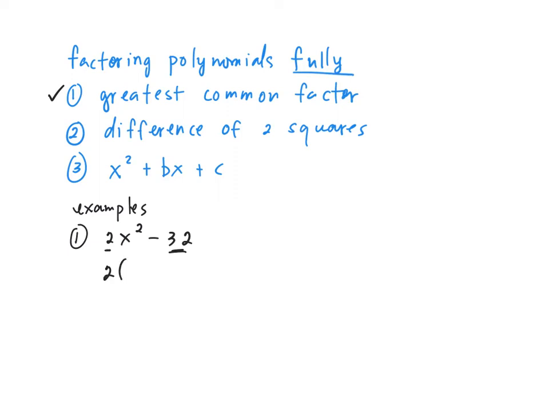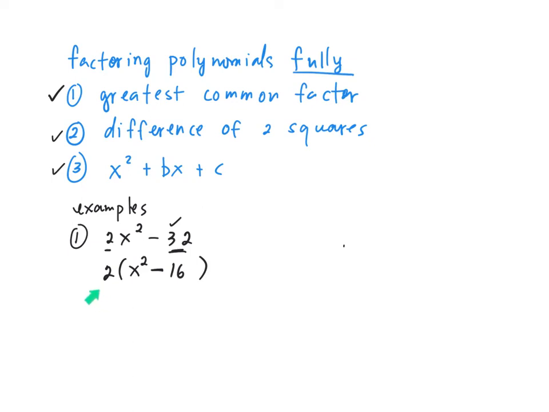So now let's divide 2x squared by 2. That will give you x squared. And 32 divided by 2 is 16. And because we are dividing a negative by a positive, the answer is negative. So we now have two factors, 2 and x squared minus 16. So we now check if either of these two methods will work on any of the two factors.